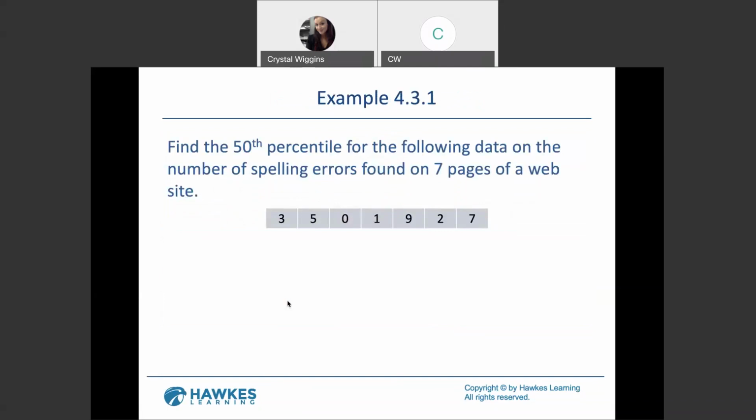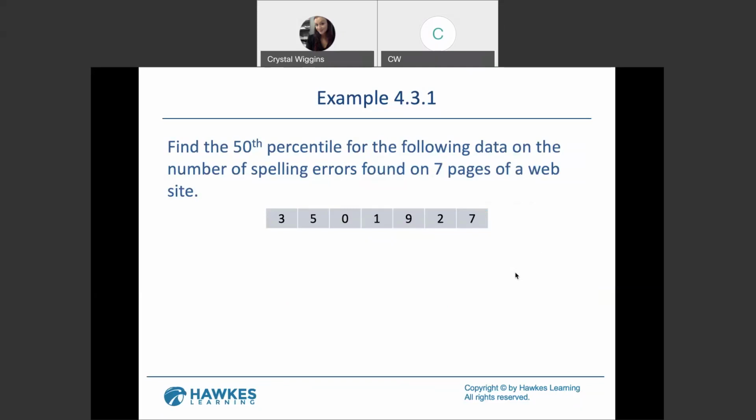So if we're to find the 50th percentile for the following data set, the very first thing we need to do is order the data set. Because it's a small one, we'll just do this by hand. If we had a larger data set, it is really easy to do in Excel. I would highly recommend that you copy your data from the Hawks Learning homework, where there's a button that says copy data, and paste it into an Excel file. Ordering data in Excel is a click of a mouse, which I'll show you. But since this one's really small, let's just order it together.